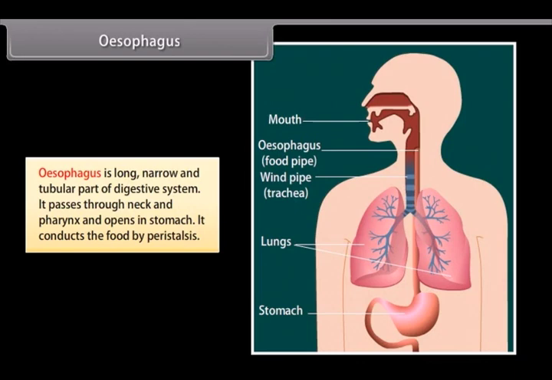Esophagus. Esophagus is a long, narrow and tubular part of the digestive system. It passes through the neck and pharynx and opens in the stomach. It conducts the food by peristalsis.